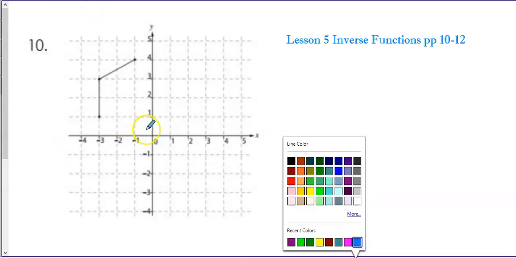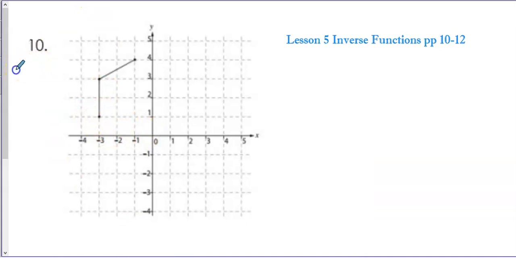We have an ordered pair at -3, 1. I'm just going to list them. -3, 1. Then we have another one at -3, 3. And then the last one is at -1, 4.